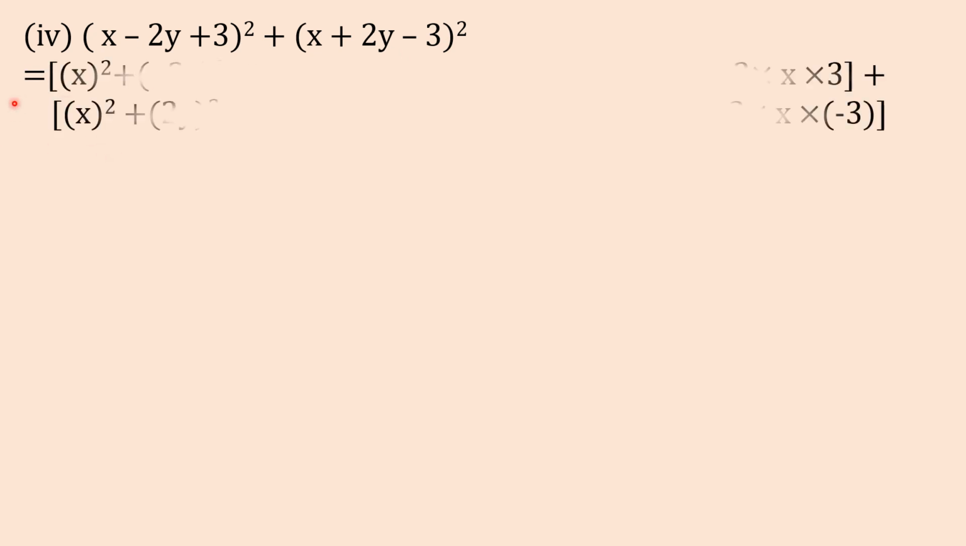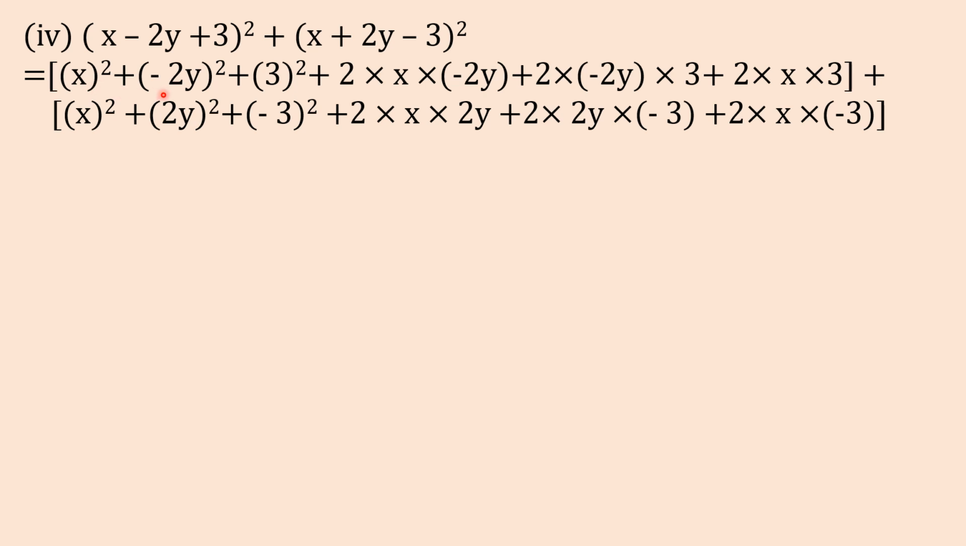So our next step will be, students, put bracket x square plus minus 2y the whole square plus 3 the whole square plus 2 into x into minus 2y plus 2 into minus 2y into 3 plus 2 into x into 3. Just use the formula and substitute it. Plus, the middle sign is plus, so we will put plus here. Now the next bracket I'll solve, that is x square plus 2y square plus minus 3 the whole square plus 2 into x into 2y plus 2 into 2y into minus 3 plus 2 into x into minus 3. Now let's multiply and simplify.